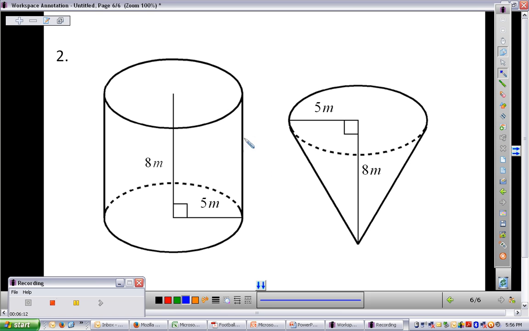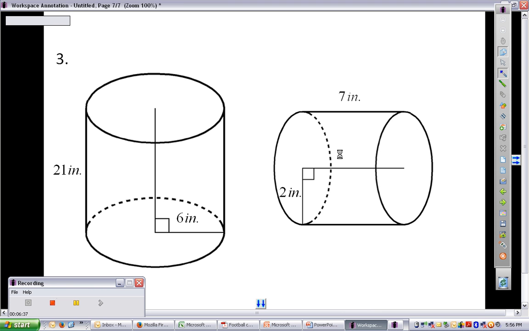Number 2, I have a cylinder on the left and a cone on the right. I can tell that the radius of one is congruent to the radius of the other, and the height of one is congruent to the height of the other, but these are going to be neither, and it's easy to see why, because they are not even the same shape. So rule number 1 is that they have to be the same shape in order to be similar or congruent.